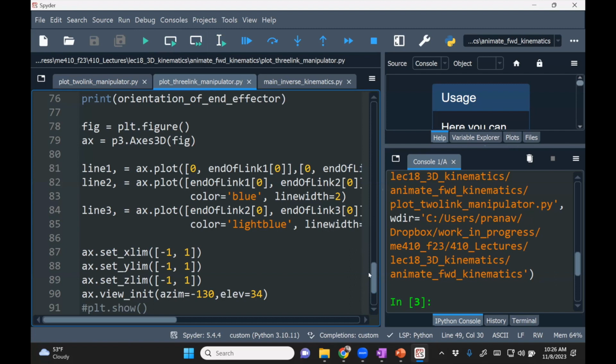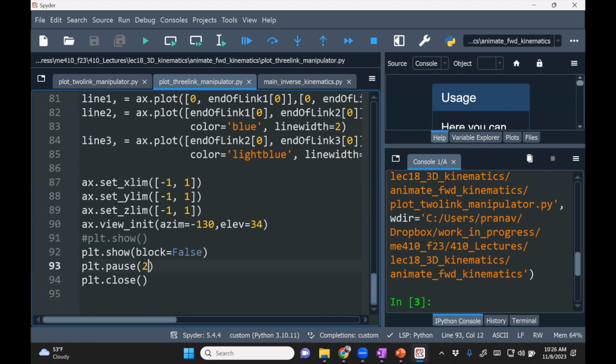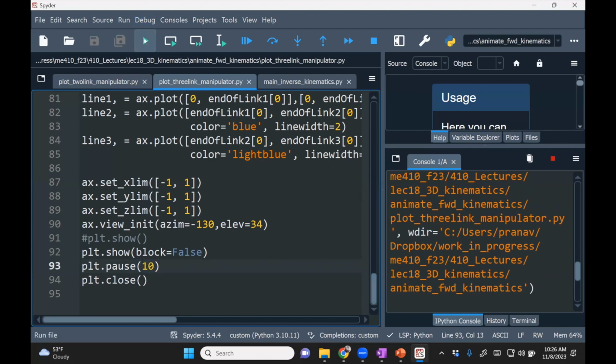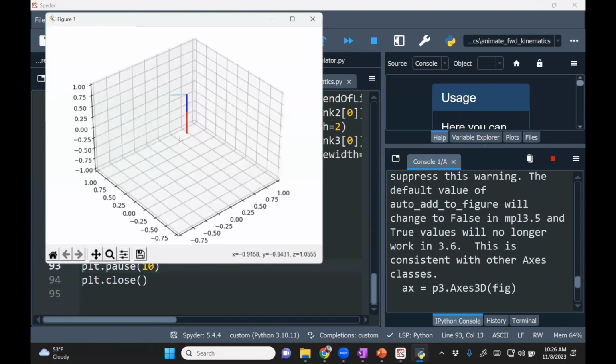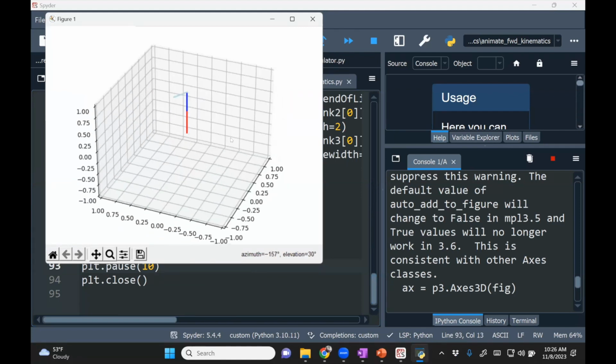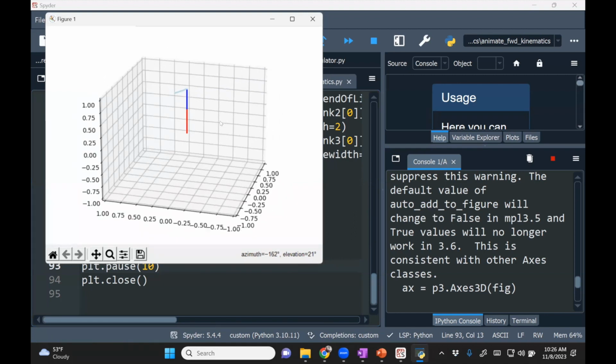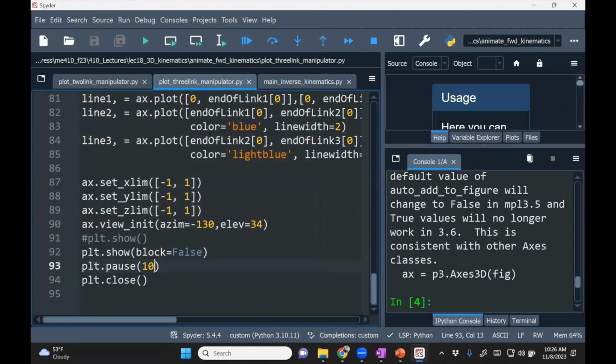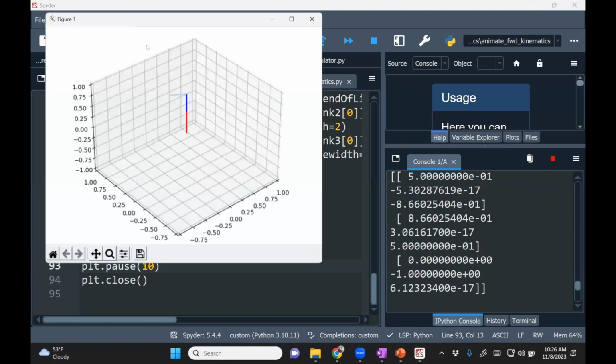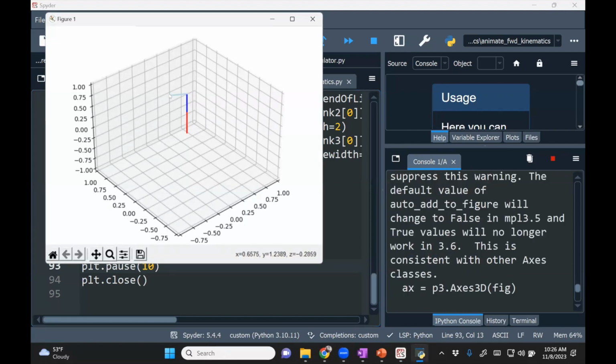So if you run this, well, that's the manipulator in 3D. It doesn't have the pretty visualization of a manipulator, but it does its job of showing me where exactly the end effector is, which is the end of that last link, the light blue link. So that's the end effector. And if I wanted, I could put a dot.